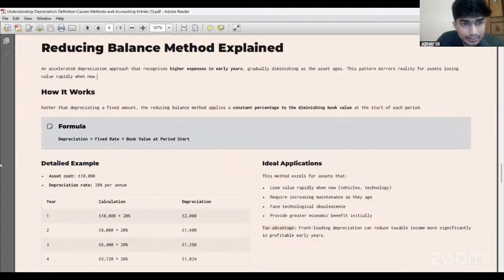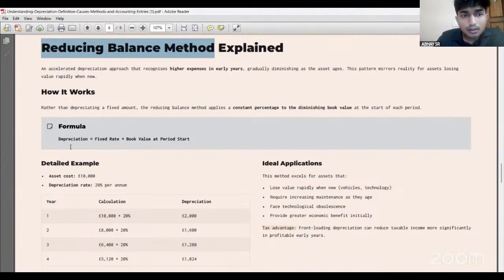In straight line depreciation, the depreciation was of the same amount. Here, how it works is we must calculate depreciation with a fixed rate, fixed percentage. You see the book value at the beginning. If I purchased an asset for £10,000, the depreciation rate would be given. If the depreciation rate is given in a particular question, it's always reducing balance method or written down value method. That's the other name of the reducing balance method.